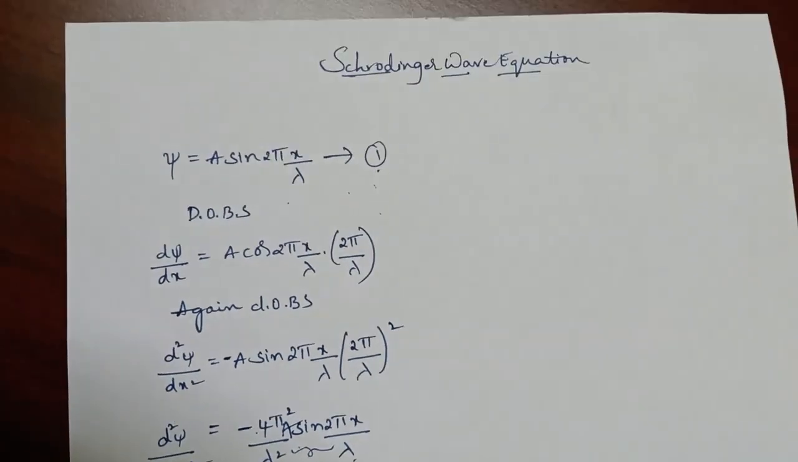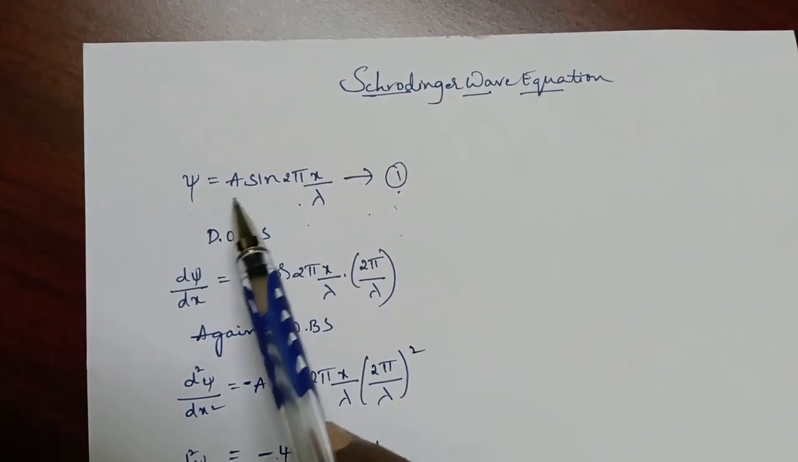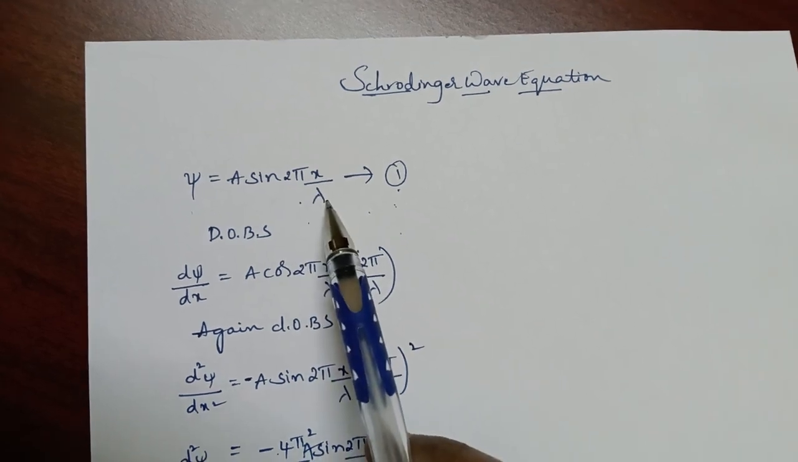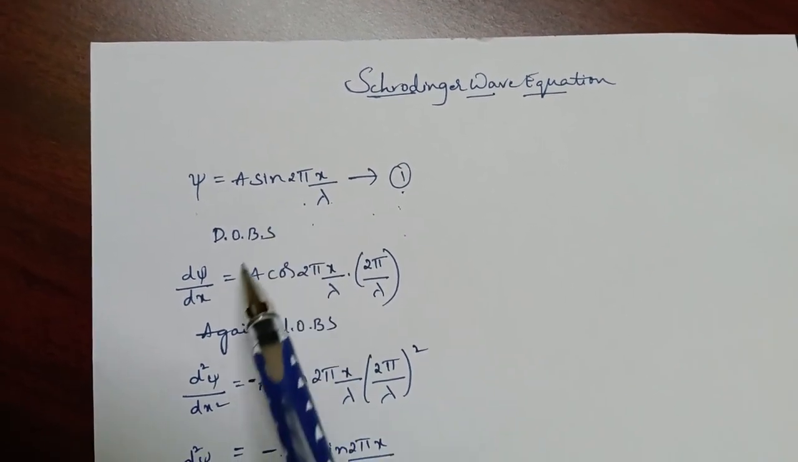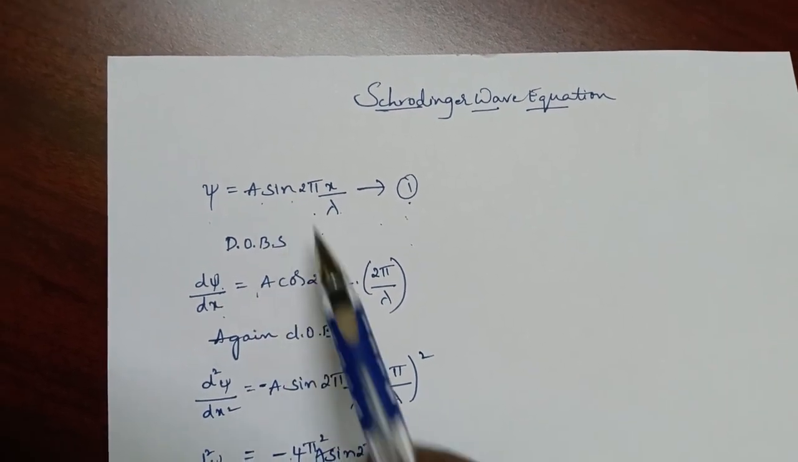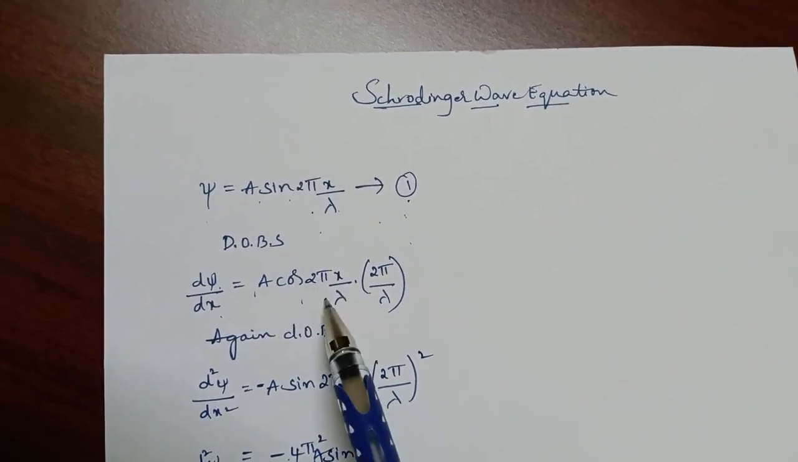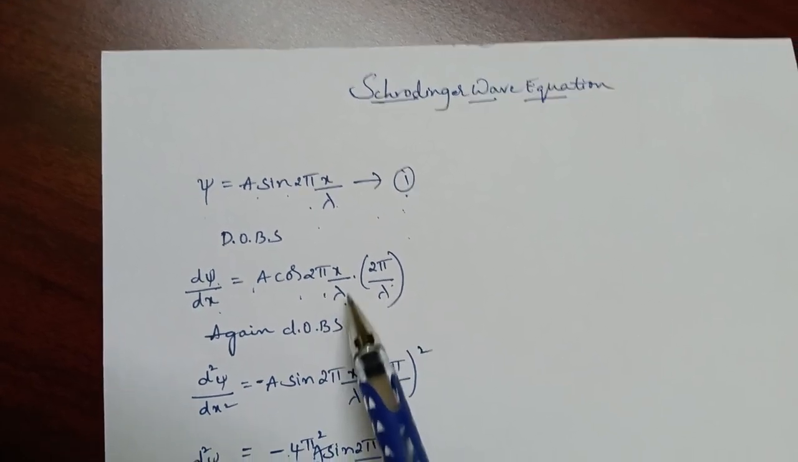For this derivation we have to consider this equation first. So psi is equal to a sin 2 pi x by lambda. Now I am differentiating it on both sides. Then d psi by dx is equal to a sin derivative cos 2 pi x by lambda, and the inner derivative is 2 pi by lambda.